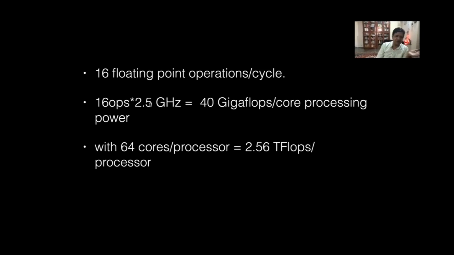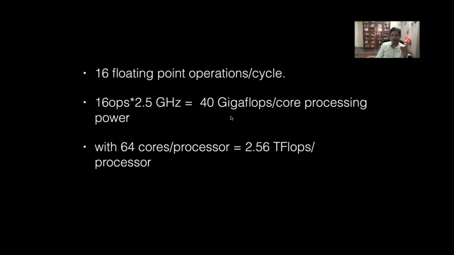So 16 times 2.5 giga operations. Giga is 10 to the 9. That many operations it can do per second. So you multiply 2.5 times 10 to the 9 by 16, and that will be 40 times 10 to the 9. So ideally it can do 40 giga floating point operations. FL is floating, OP is operations, so giga FLOPs. It's huge, 40 times 10 to the 9.